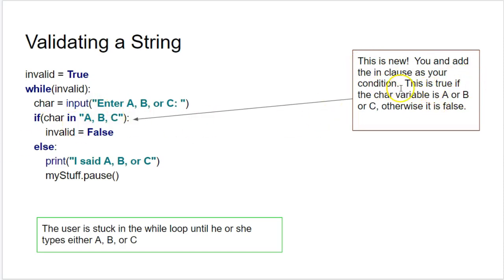This condition is true if the variable char is A, B, or C. In this case, capital A, B, or C. So I could just list a domain of things I want this to be inside of. In other words, A, B, or C, and it works. So if this char variable equals A or B or C, then this would be true, and I would throw the flag to false. Otherwise, I would yell at them, let them read it, and they would be stuck in this loop until they enter A, B, or C.